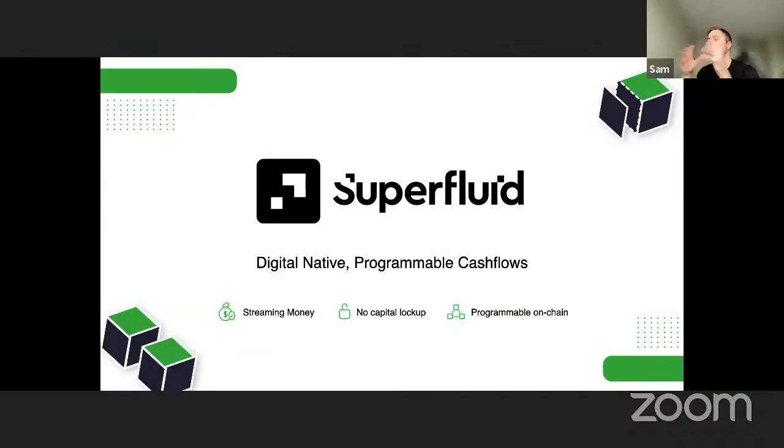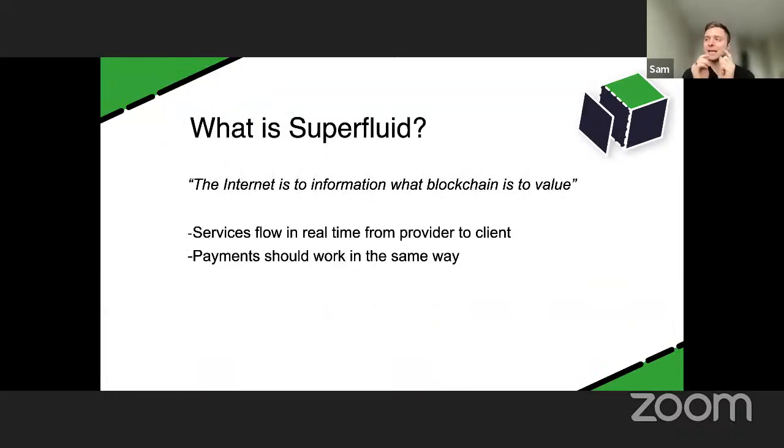So Superfluid. Okay, what is Superfluid? Superfluid is a protocol for digital native programmable cash flows. So this means we allow you to stream money with no capital lockups in a way that is 100% programmable and on-chain. The metaphor is the internet is to information, but blockchain is to value, right? This is one of the things that got me personally really excited about Superfluid, when it really got through my mind that we can do things that we do with other forms of information with money, right? One thing being streaming that money, it made me really excited, right?